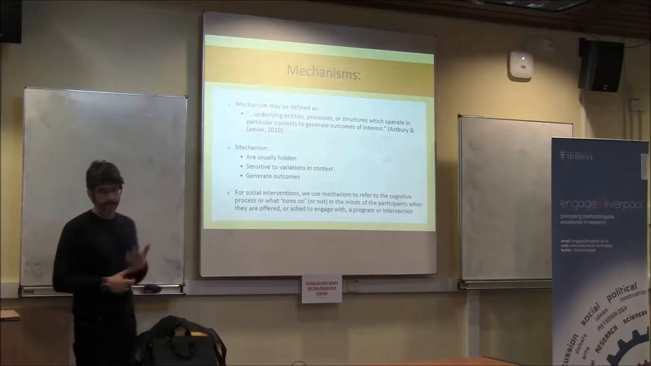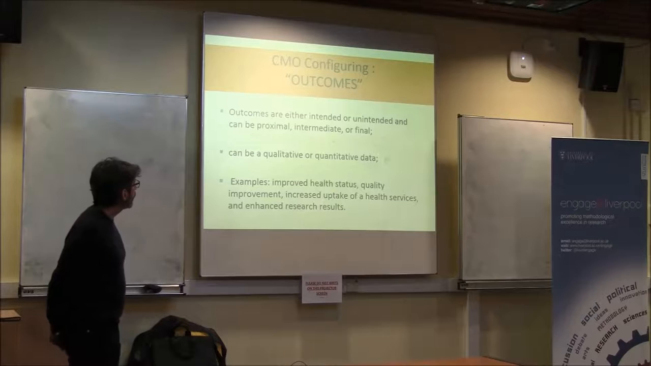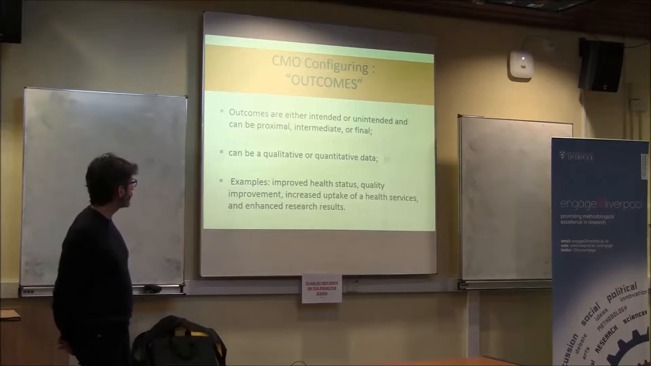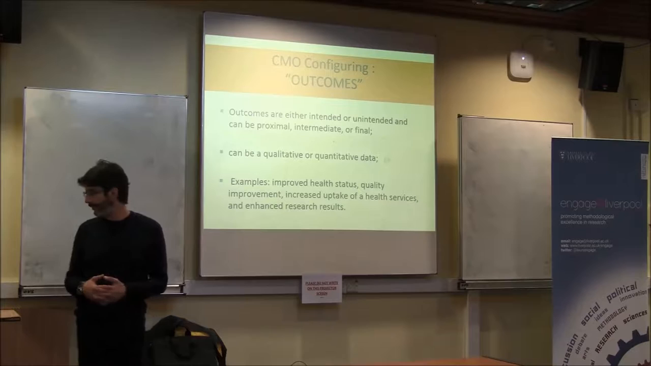And the outcomes. Outcomes are intended or unintended, and can be proximal, intermediate, or final. And they can encompass qualitative or quantitative data. Examples could be improved health status, quality improvement efforts, increased uptake of a health service, or enhanced research results. So really, we're exploding this idea of outcomes to mean any impact or effect that an intervention has.